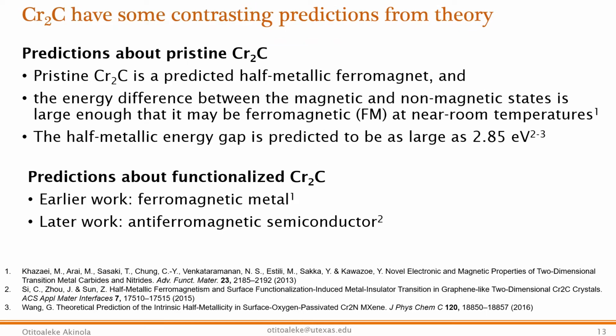The half metallic energy gap in chromium carbide, for example, is 2.85 electron volts, and so this shows us that it has some stable ferromagnetic properties as predicted in theory.